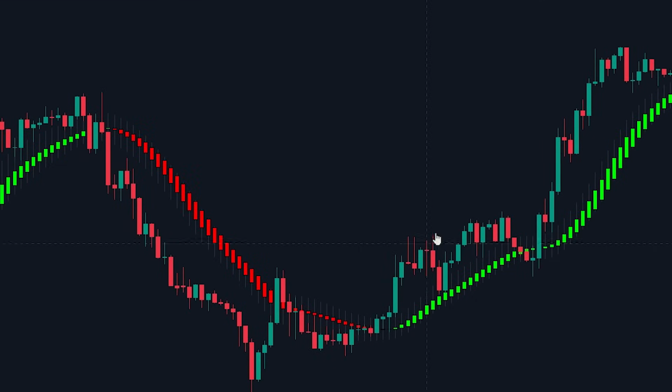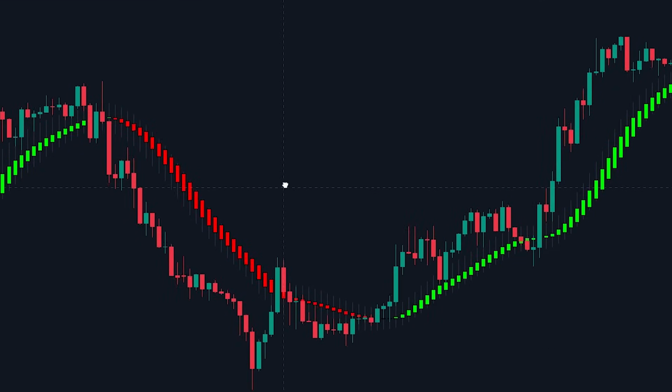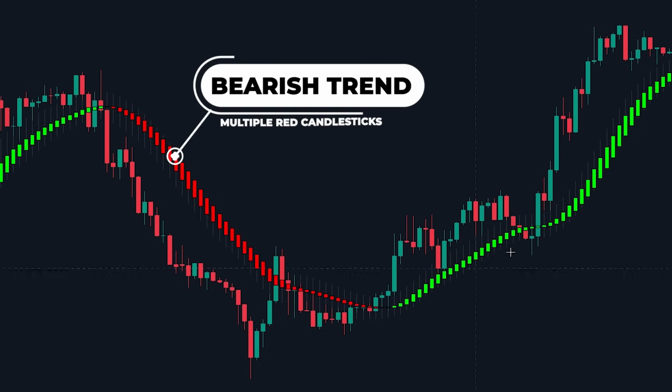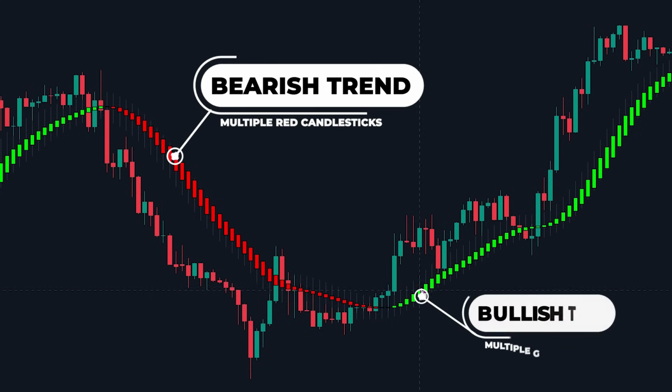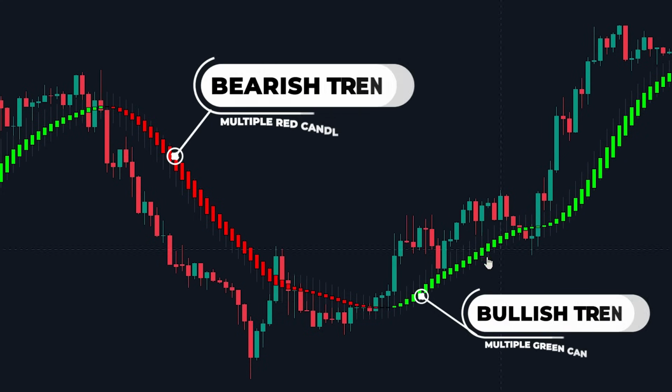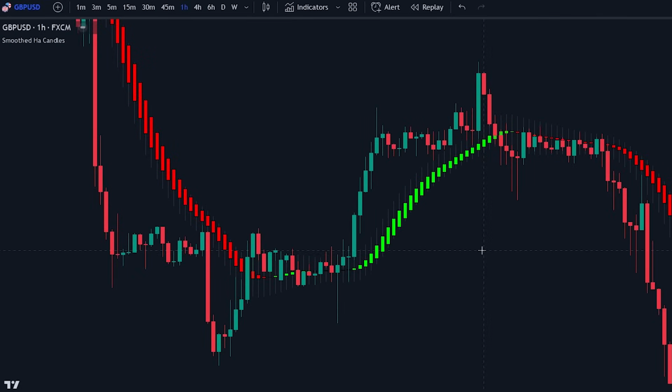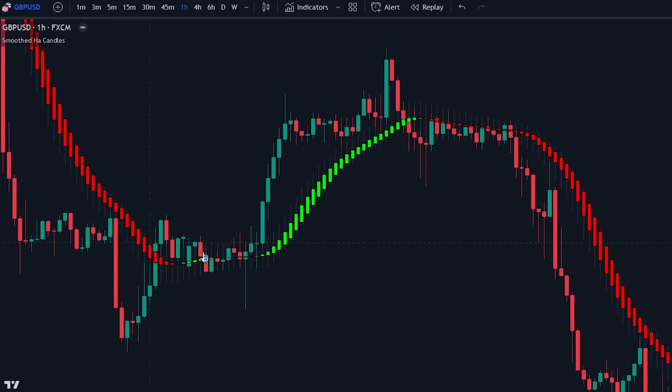There are a few ways of reading the indicator. The most common way of reading the indicator is by concluding that when the smooth candlesticks are red, we are in a downtrend, and when the smooth candlesticks are green, we are in an uptrend. It's also recommended to wait for 2 candlesticks that go in the opposite direction to appear before determining that the trend has switched.